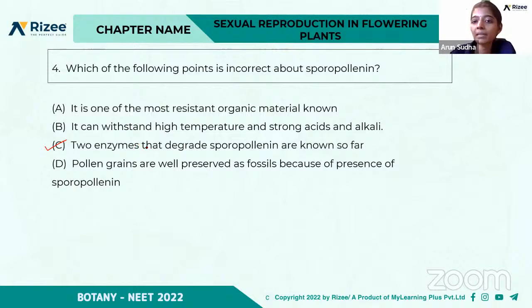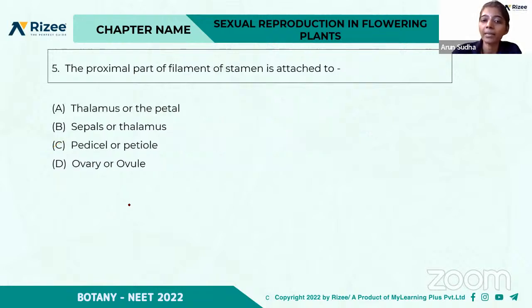So why is C the right answer? Because that is the incorrect statement. No enzyme that degrades sporopollenin is known so far, but here it is given as two enzymes. So all the other statements are correct. It is the most resistant organic material known, and it can withstand high temperature and strong acids and alkali, and pollen grains are well preserved as fossils because of the highly resistant capacity of the sporopollenin. So C is the right answer.